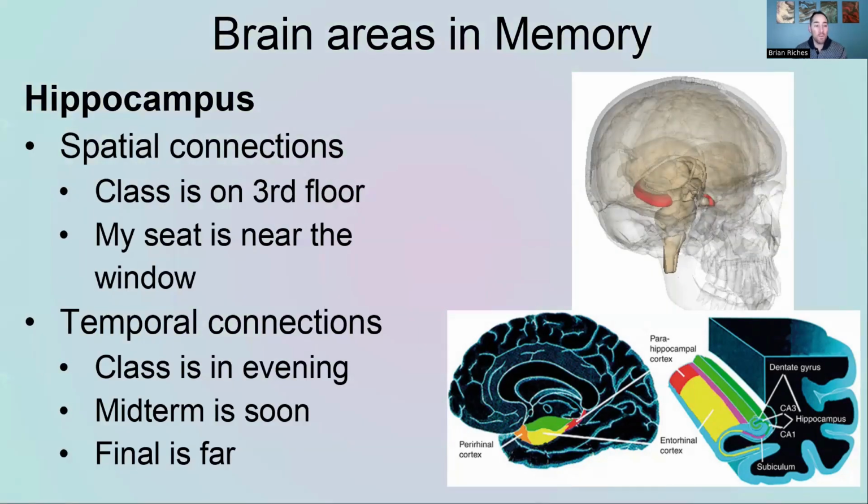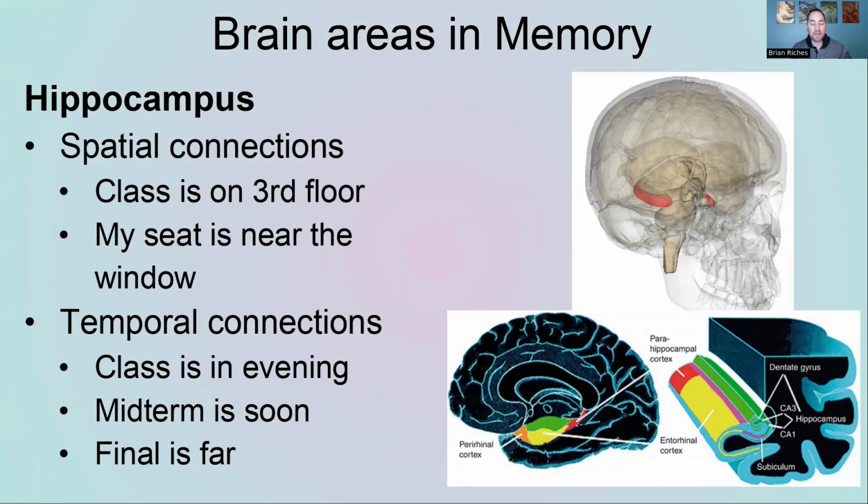With the hippocampus, with these place and grid cells, it's very, very useful for spatial connections and temporal connections. So temporal connections, I'm talking about time. Spatial connections, I'm talking about like 3D space. So oftentimes when we have a memory, we connect temporal connections and spatial connections to them, so we have a better network of things. So a spatial connection would be like, hey, class is on the third floor of the building, or my seat is near the window. We have an idea of the place, and that piece of that memory network is another piece that you can connect onto that helps you remember and builds that network.